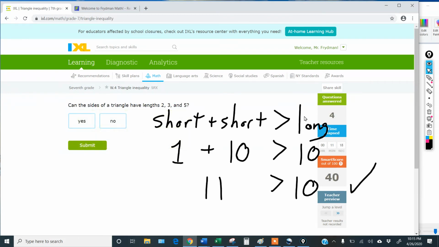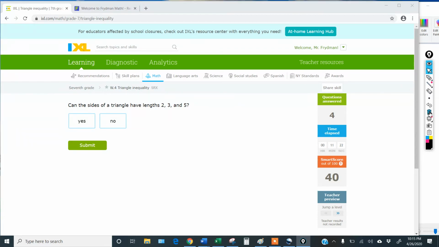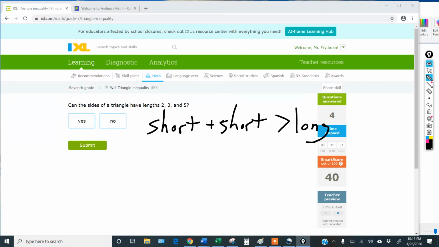All right, let's do this one. Again, I want to know if the two shorter sides put together are greater than the longest side. So the two shorter sides here are 2 and 3. If we add those together, is that greater than the longest side, which is 5?